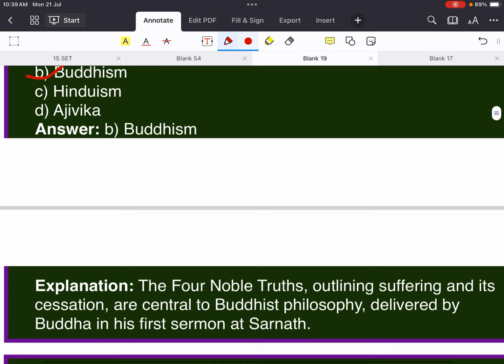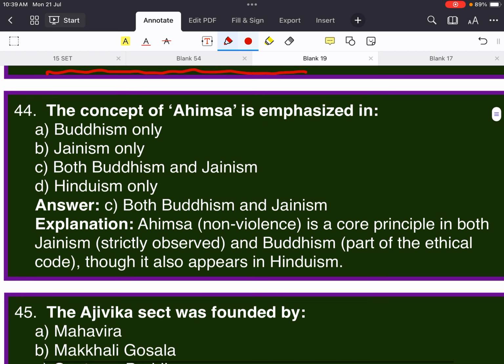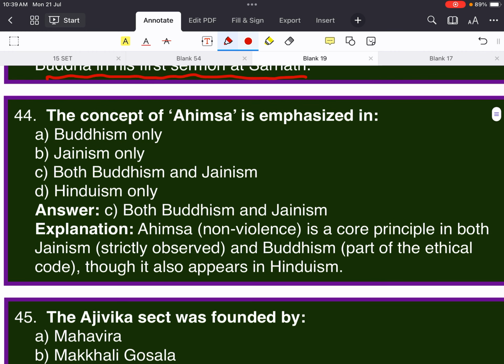The four noble truths are associated with Buddhism. Option B. The four noble truths outlining suffering and its cessation are central to Buddhist philosophy, delivered by Buddha in his first sermon at Sarnath. The concept of Ahimsa is emphasized in both Buddhism and Jainism. Option C.